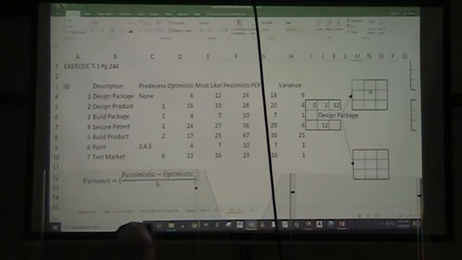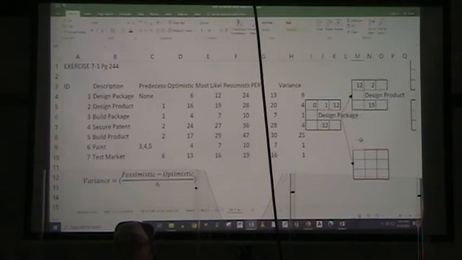All right, so my early start time is going to be equal to my early finish time for activity 1. My ID is going to be equal to 2. My description is going to be design product, and my duration is going to be equal to the most likely time, which is 19.